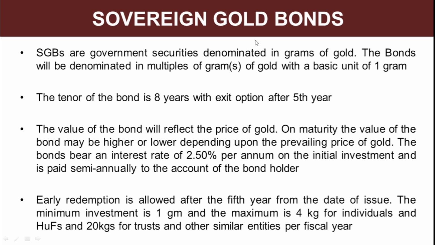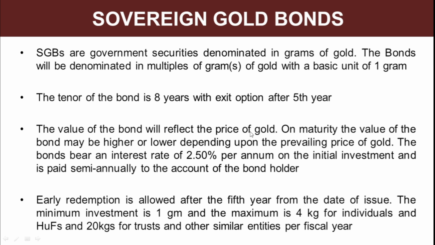Let's come to the sovereign gold bond. The sovereign gold bonds are government securities denominated in grams of gold. The bonds will be denominated in multiples of gram of gold with a basic unit of 1 gram. So you need to see the tenure of the bond, that is 8 years with exit option after the 5th year. So after 5 years of investment, you can make an exit from this particular investment, but actually the maturity period or the term period for this particular bond is 8 years.